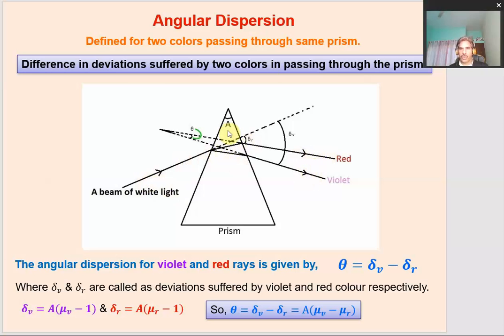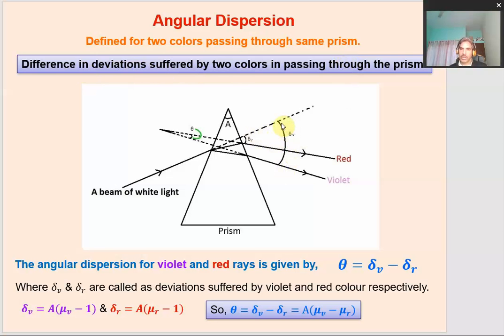So here we are taking the two colors, for example red and violet. The angle of deviation for red is represented as delta R, and for the violet color it is represented as delta V. Initially all the colors are coming along the same direction, right? So angular dispersion is nothing but the difference in the deviations suffered by the two colors while passing through a prism. Whenever two colors are passing through a prism, the difference in the deviation suffered by these two colors is called the angular dispersion.